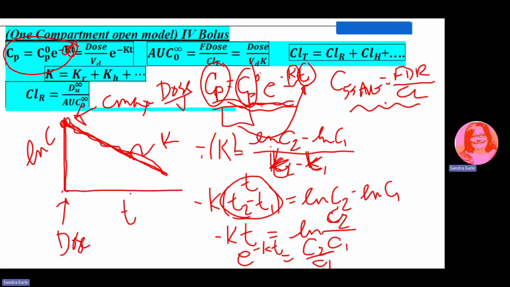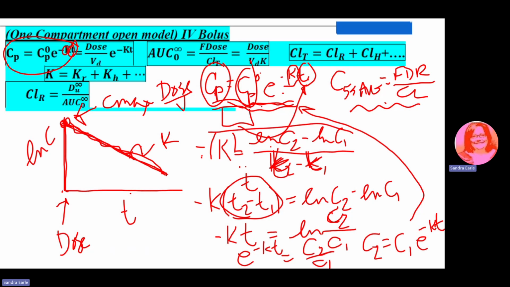If we then isolate our C2, it is going to be equal to C1 times e to the negative kt. And guess what? That's the same as this, isn't it? We have our first concentration, and our second concentration is somewhere along here, t time later, and the slope is k. It's just a rearrangement. This is just a rearrangement of our rise over run equation. They are one and the same.